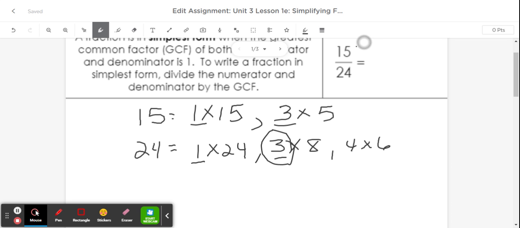So I'm going to divide the numerator by 3, and I'm going to divide the denominator by 3. 15 divided by 3 is 5. 24 divided by 3 is 8, and that's as low as I can go.